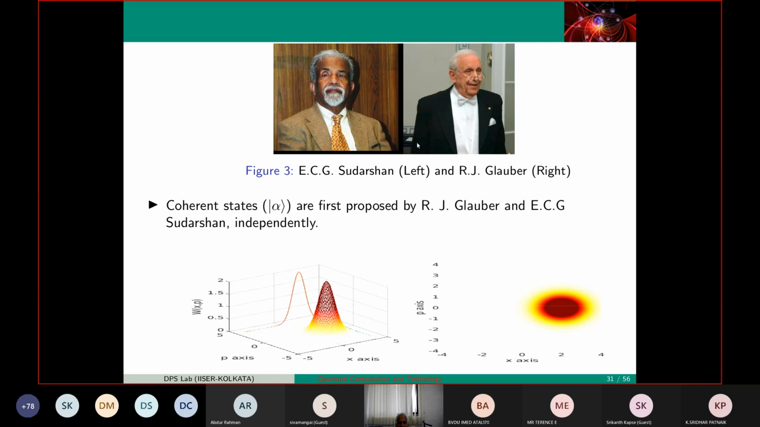Again, laser light, quantum optics, both persons gave the theory and again he lost out. But anyway, his contribution is how to create a classical state from quantum. Coherent state is classical. That is of course going to live on.